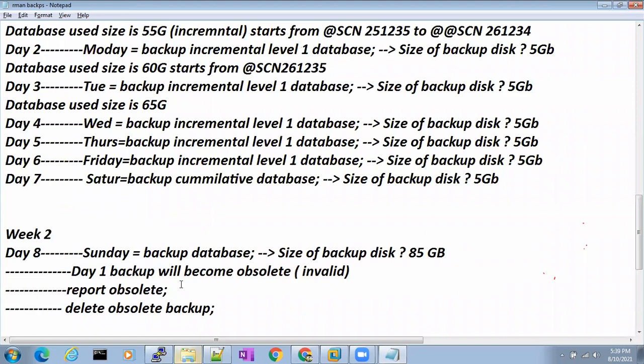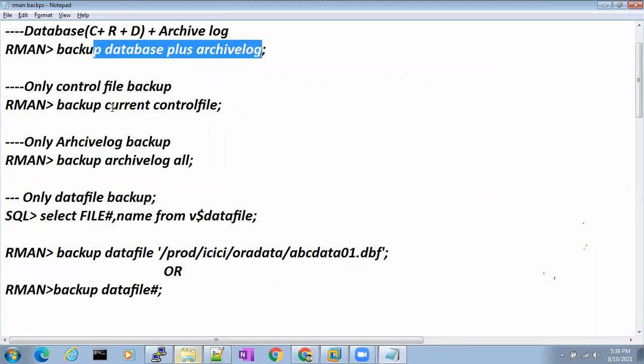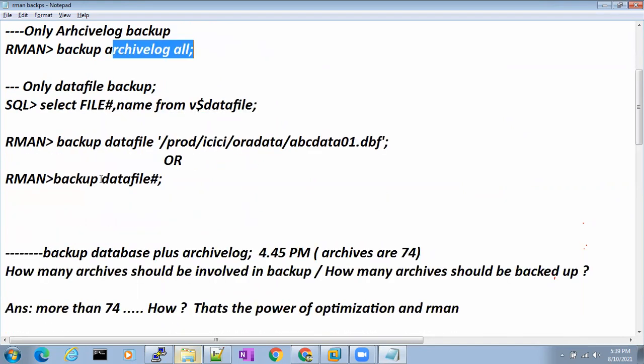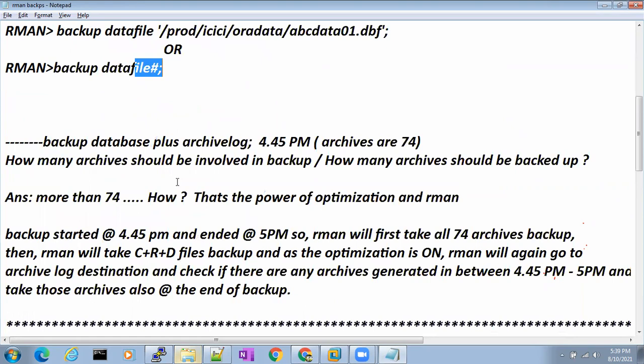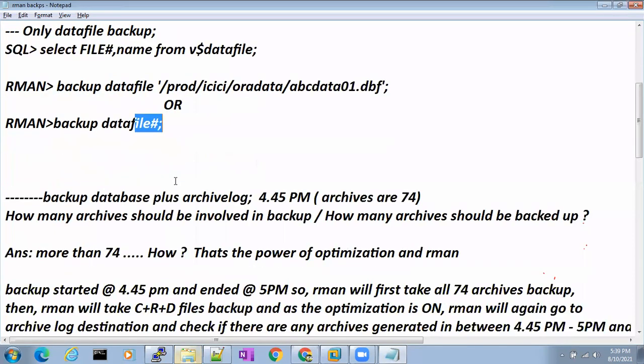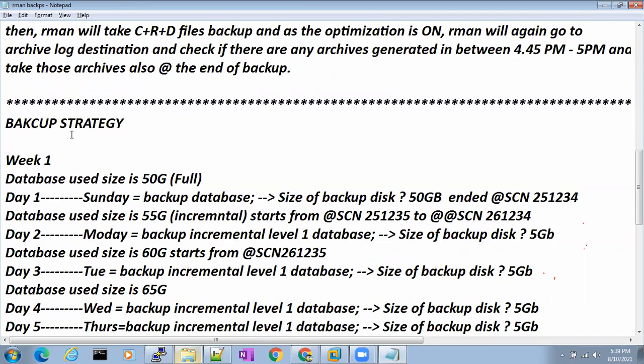If you understood the RMAN different kinds of backups: the full database backup command is backup database plus archive log. Only the current control file is backup current control file. Only the archive log, backup archive log all. Only the data file, backup data file with the data file number. And if the optimization is on, what is the advantage that we have spoken today? The power of optimization and the RMAN backup and backup strategy.